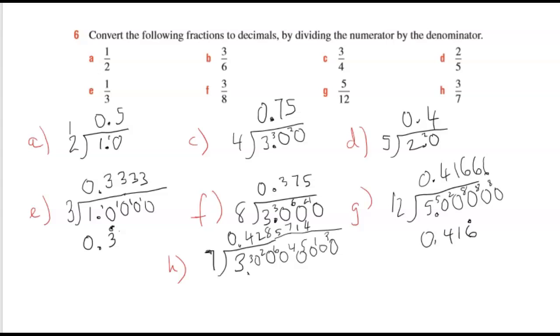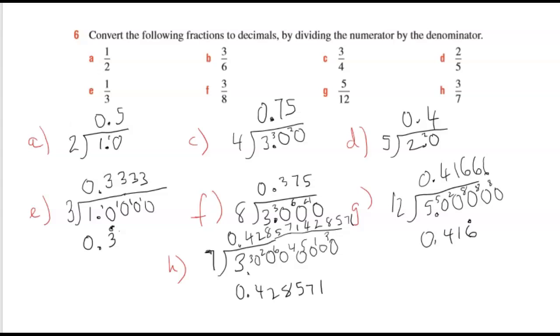So basically, girls, if we kept going, this pattern is going to repeat. Those numbers, we've got 0.428571. They're all going to repeat. So there's a pattern there.